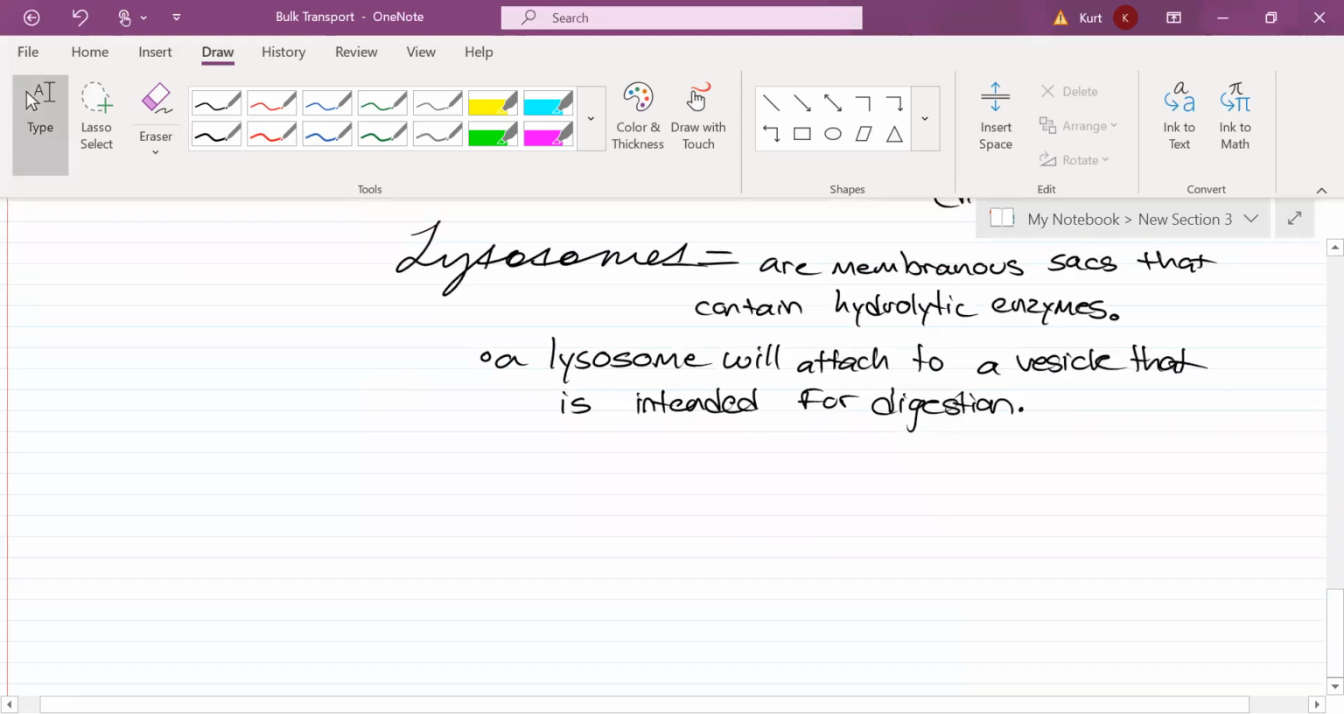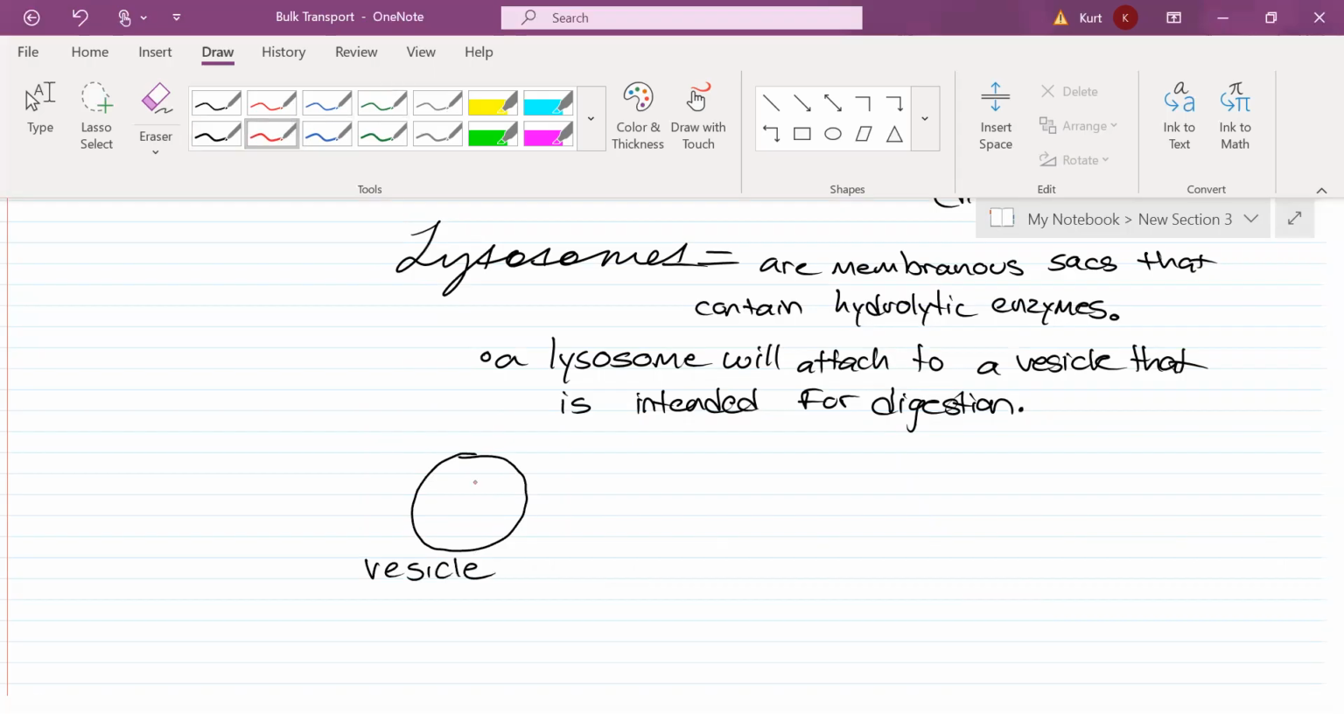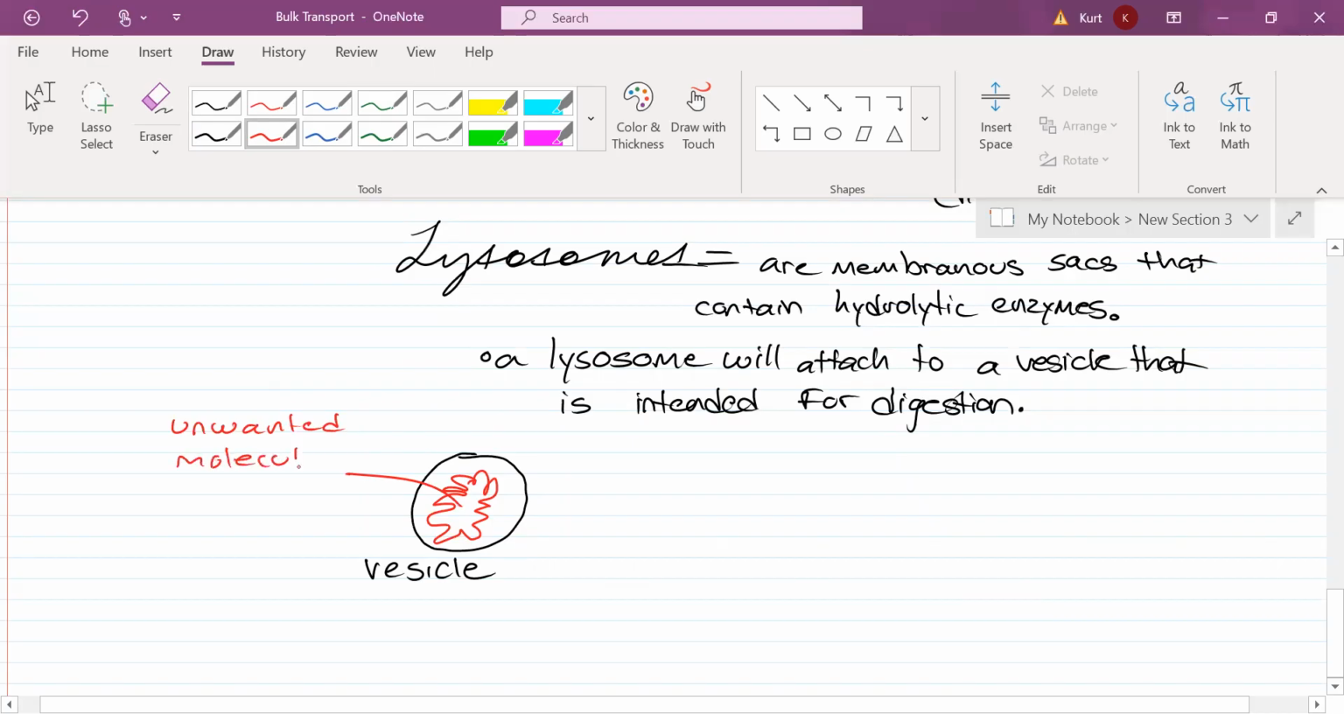So let's say we have a vesicle here. And inside this vesicle is something that the cell doesn't need or the cell doesn't want. So we're going to say this is an unwanted molecule. You know, it could be bacteria, which is an entire cell. Bottom line, the cell doesn't want it anymore.